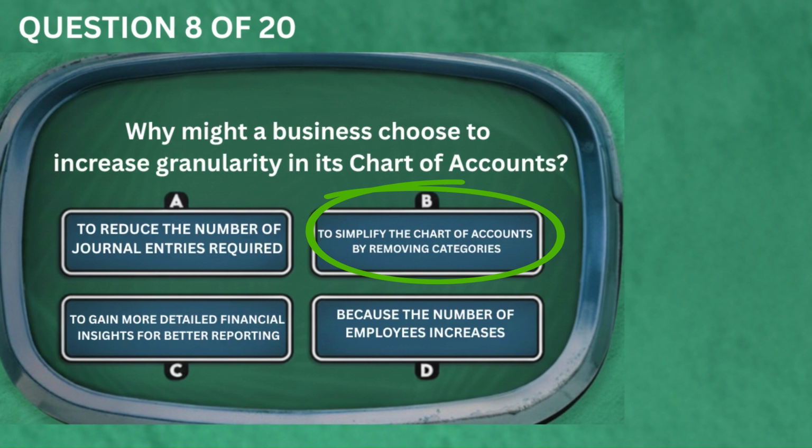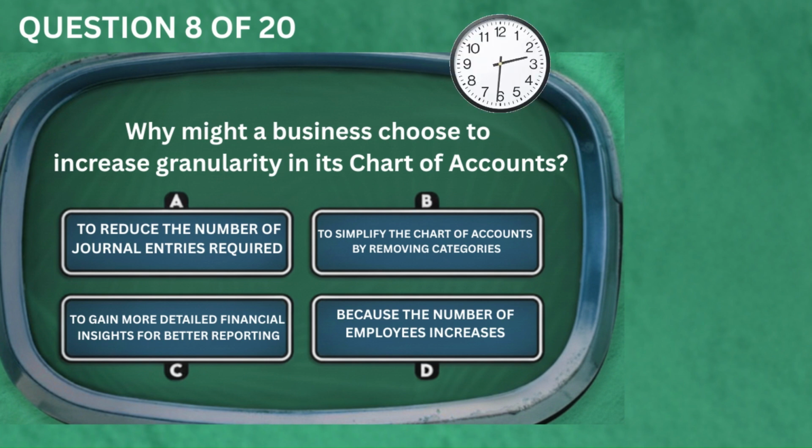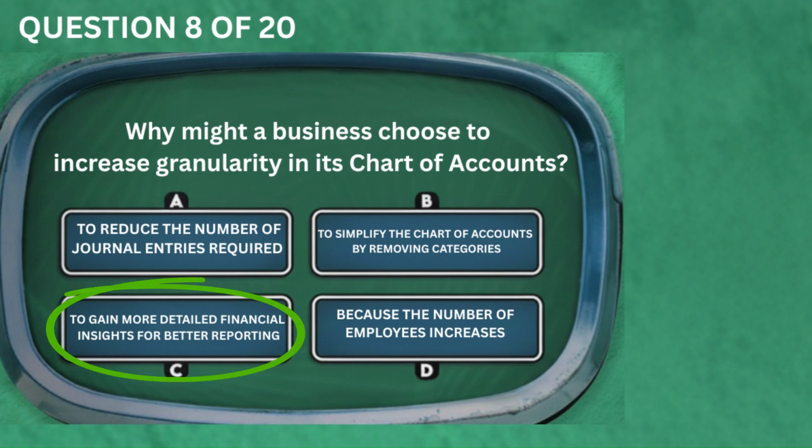Question 8. Why might a business choose to increase the granularity of its chart of accounts? Options are: is it to reduce the number of journal entries required? To simplify the chart of accounts by removing categories? To gain more detailed financial insights for better reporting? Or because the number of employees has increased? It's C. Increasing granularity adds more detail to the chart of accounts. This helps a business track specific financial activity.